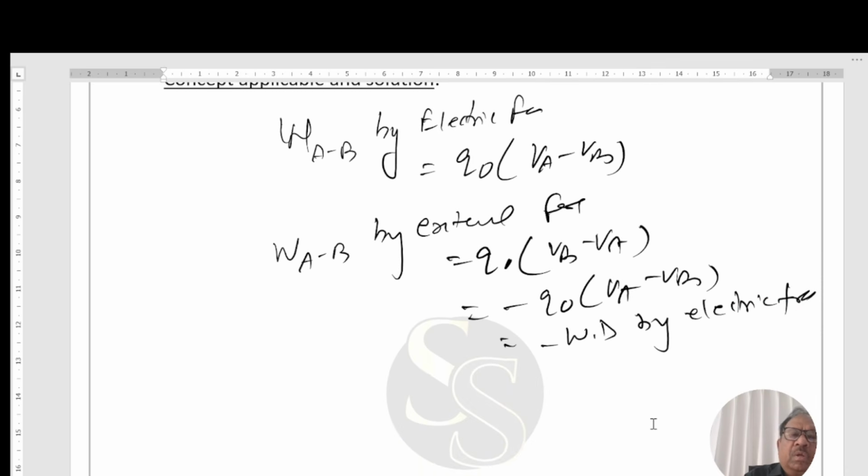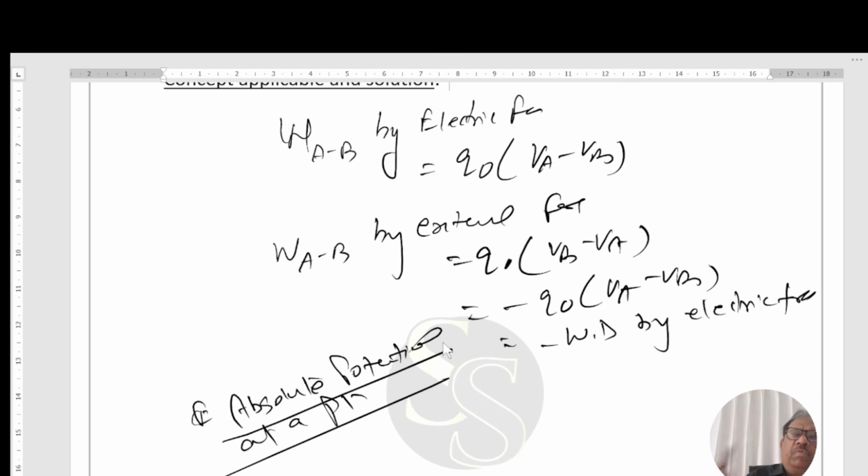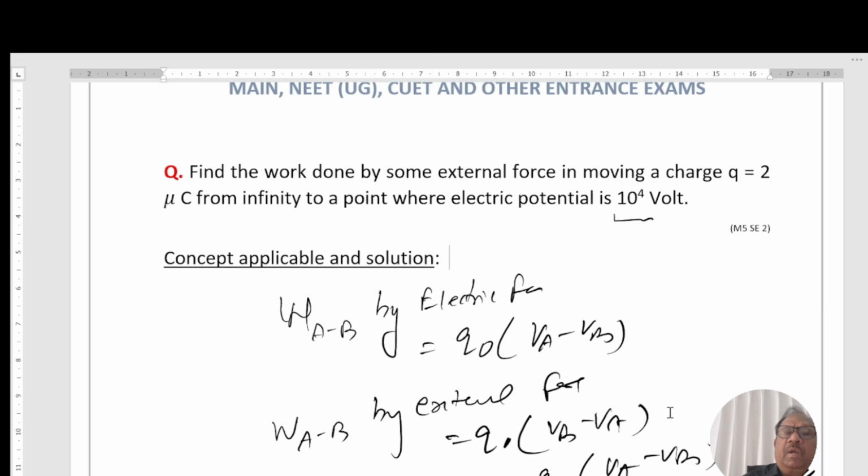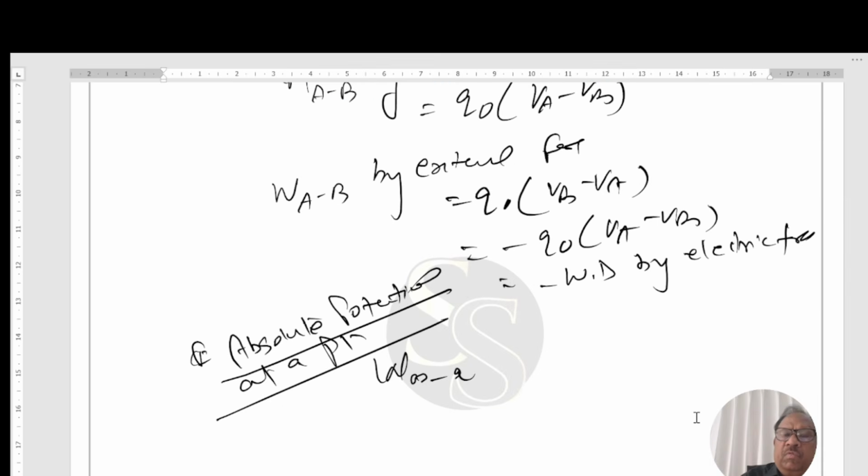Now in this question, the topic is electric potential, absolute potential at a point. Absolute potential means we are moving the charge from infinity to a particular point. So we need the electric force and W from infinity to point A. Then we have to find the external force, so a reverse will be there.